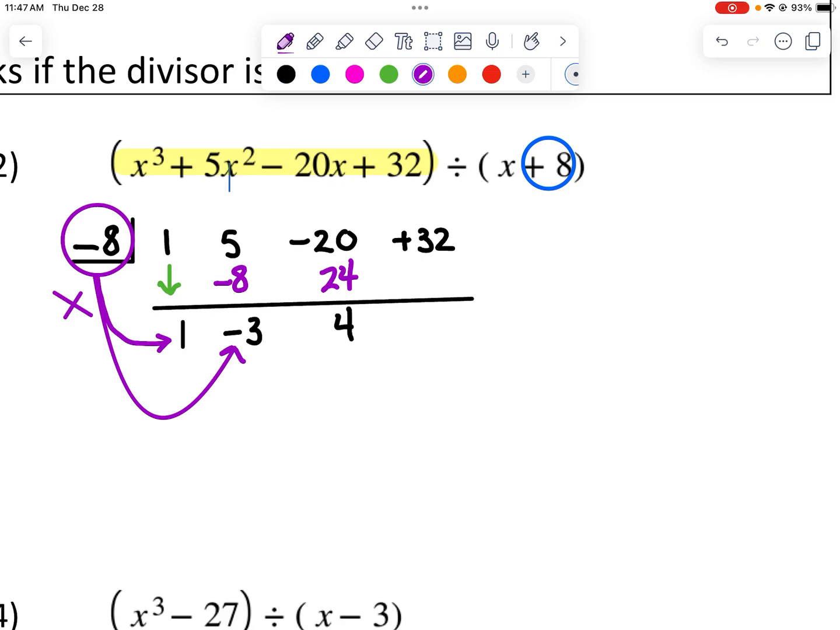And then I'm going to multiply one more time. Negative 8 times 4 is negative 32. And I'm going to add those two numbers together. 32 minus 32 is 0. So this would be my remainder, so there isn't one.